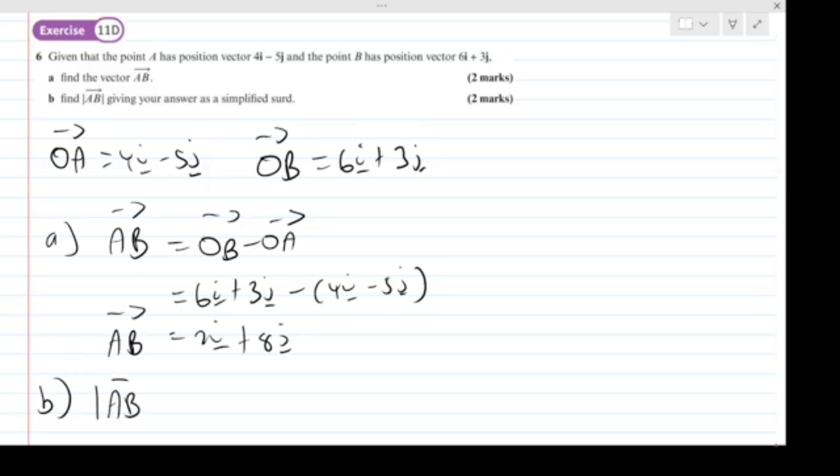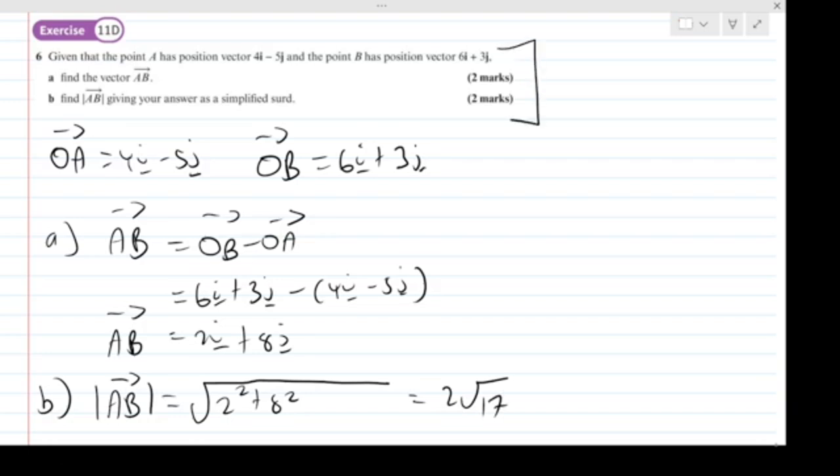So again, pretty standard at this point. That's going to be the root of the two components squared. So it's going to be 2 squared and 8 squared, which would get me 2 root 17. And there we are. This is a bog standard exam question they love to ask. It might be fairly simple, which you practiced, but it's a very common exam question. So do make sure you know how to answer this fairly comfortably.